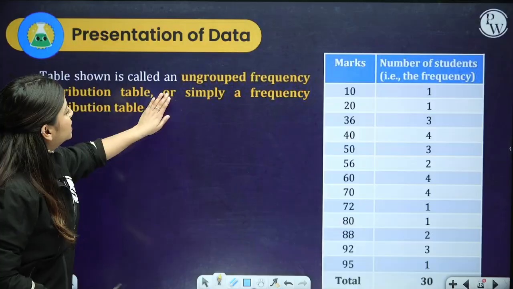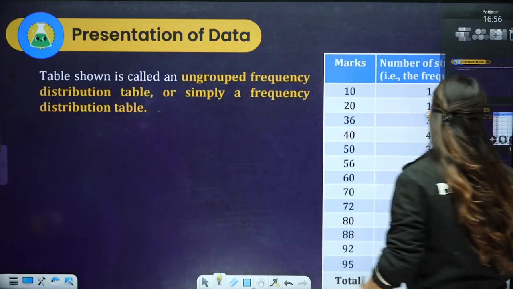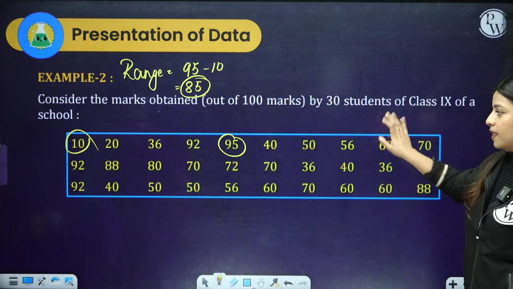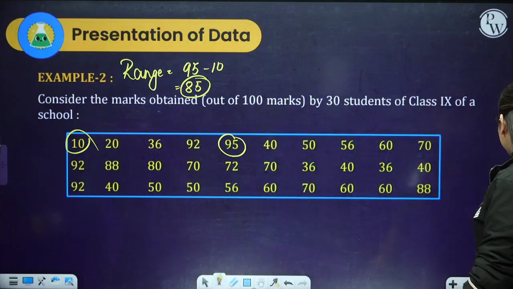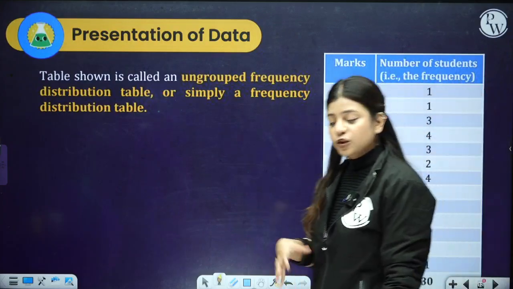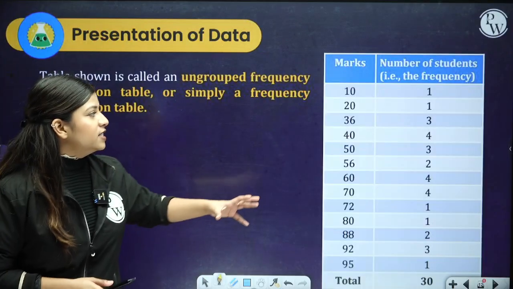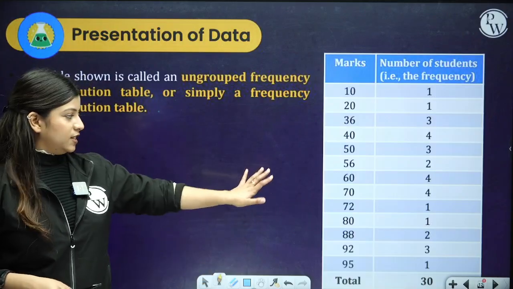So basically this is a part of presentation of data. Now see, one data which we have seen is like this. Right, just the data given over here. The other data that we have is like this. Which one is more presentable? Which one is more appealing to the eyes? Which one is giving us more information is this data.